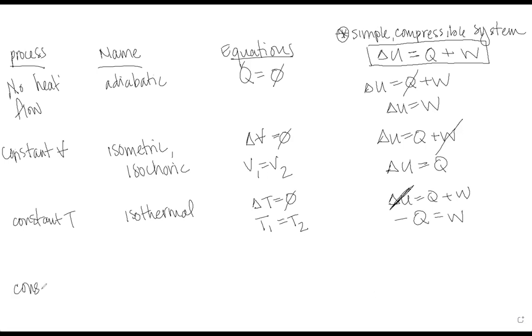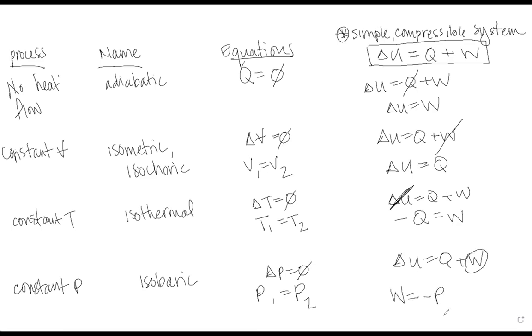Finally, if we have a constant pressure, this system is called isobaric. Our change in pressure is nil, or our starting pressure is equal to our finishing pressure. If we look at this equation, our pressure term is hidden in this work term, where work is equal to the negative pressure times the change in volume. So this is our equation that we're working with here. We're not dealing with internal energy or heat flow.